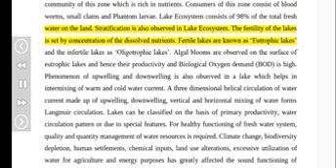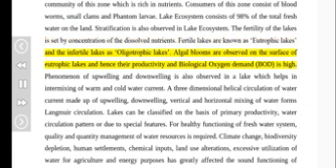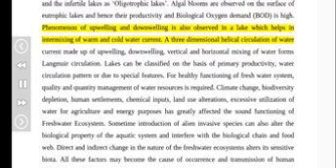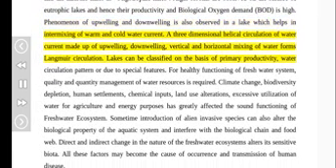The fertility of the lakes is set by concentration of the dissolved nutrients. Fertile lakes are known as eutrophic lakes, and the infertile lakes as oligotrophic lakes. Algal blooms are observed on the surface of eutrophic lakes and hence their productivity and biological oxygen demand, BOD, is high. Phenomenon of upwelling and downwelling is also observed in a lake which helps in intermixing of warm and cold water current. A three-dimensional helical circulation of water current made up of upwelling, downwelling, vertical and horizontal mixing of water forms linear circulation. Lakes can be classified on the basis of primary productivity, water circulation pattern or due to special features.